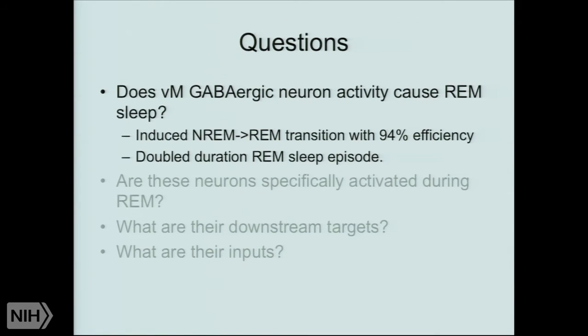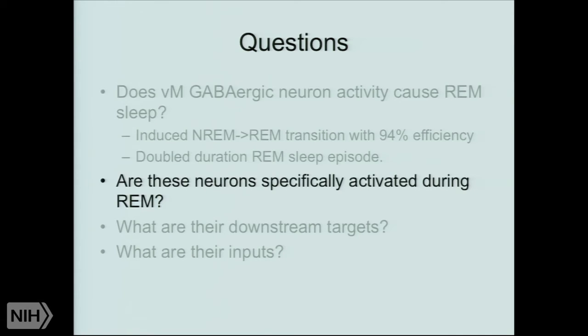So just to summarize our answer to the first question, we showed that activating these VM GABAergic neurons optogenetically can induce the non-REM to REM transition. In our hands, it's 94% efficiency, so it's incredibly high. And also, we can double the duration of REM sleep episodes.